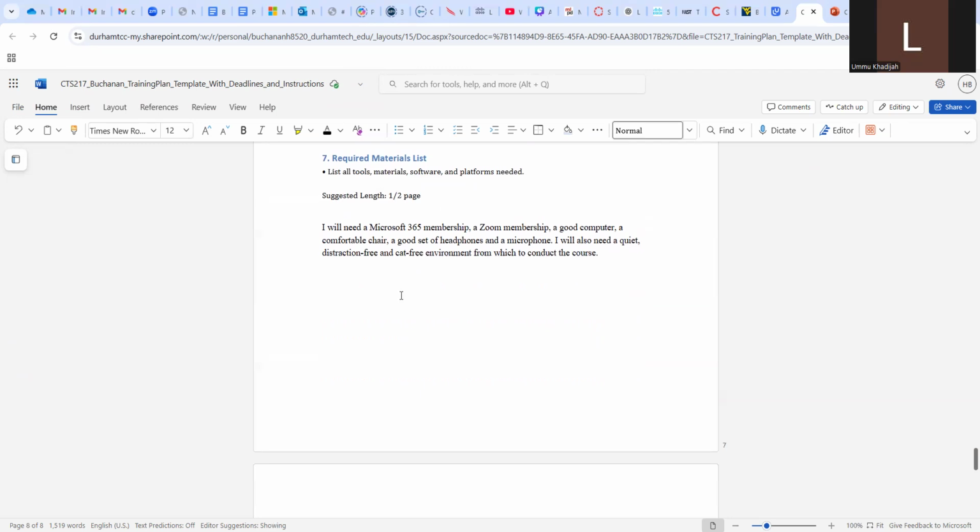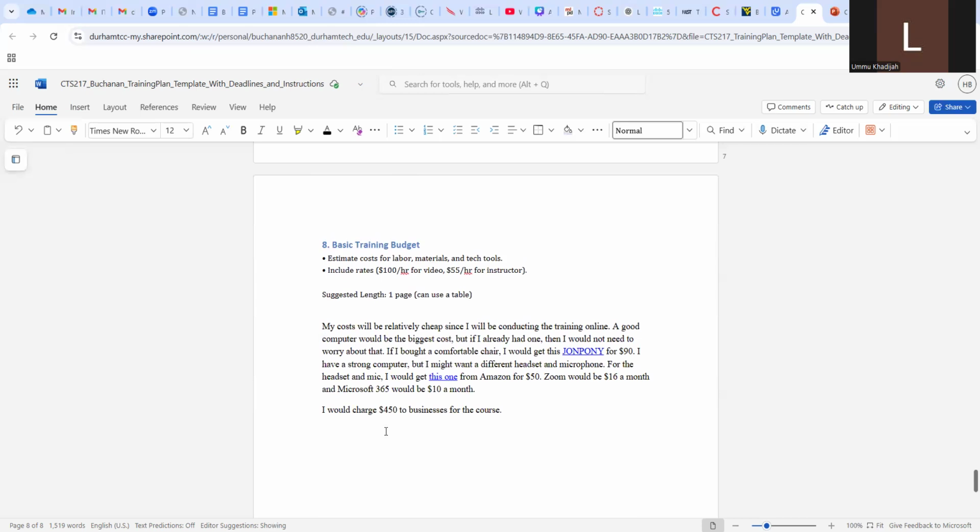The required materials list, okay. I would need a Microsoft 365 membership, a Zoom membership, a good computer, a comfortable chair, a good set of headphones and microphone. I would also need a quiet, distraction-free and cat-free environment from which to conduct the course.